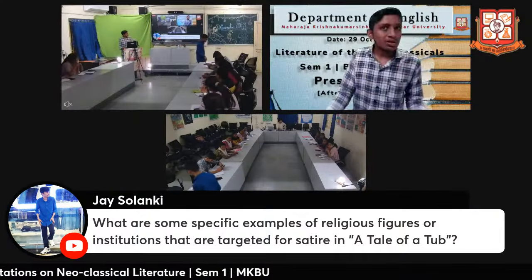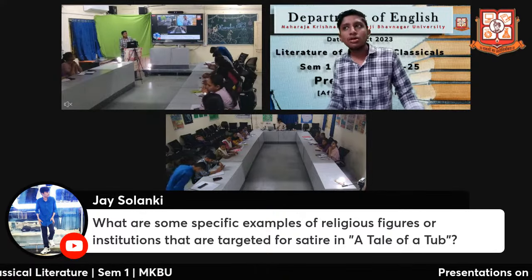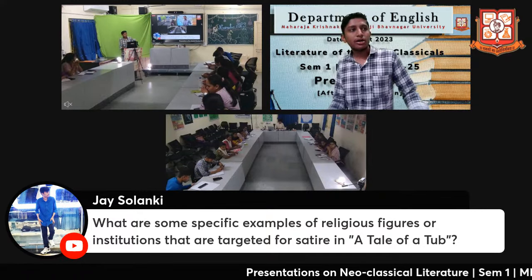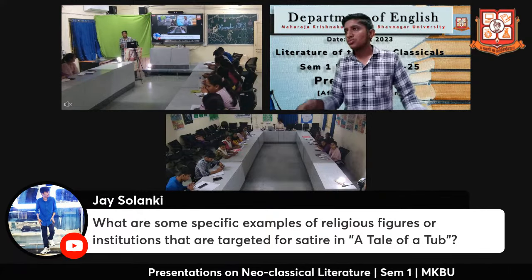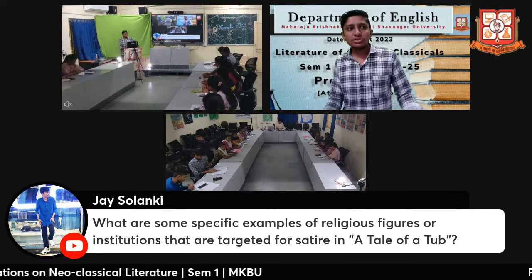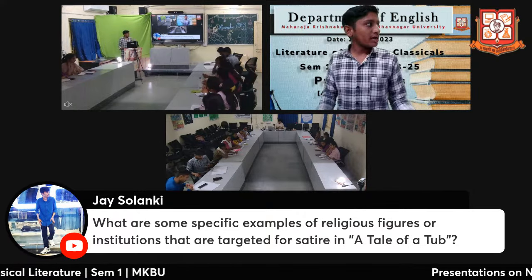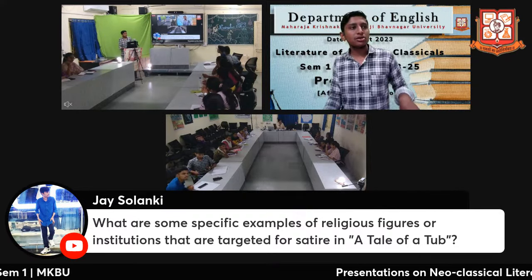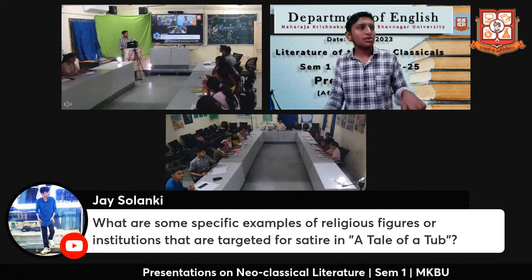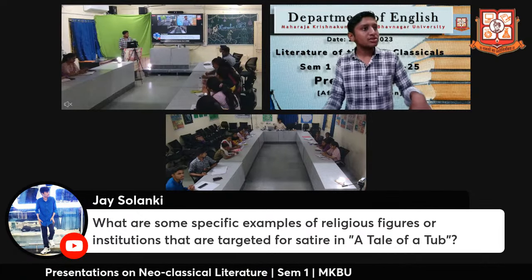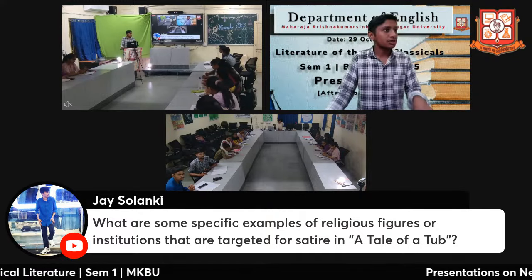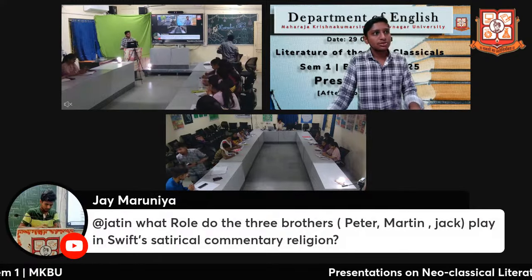Jonathan Swift used some specific examples in A Tale of a Tub, like the father's will, the three brothers, and the father. They all represent different values. The three brothers represent different branches of Christianity, the father's will is the Bible, and the father is God. There are some examples of his satire on religion. Who's next?